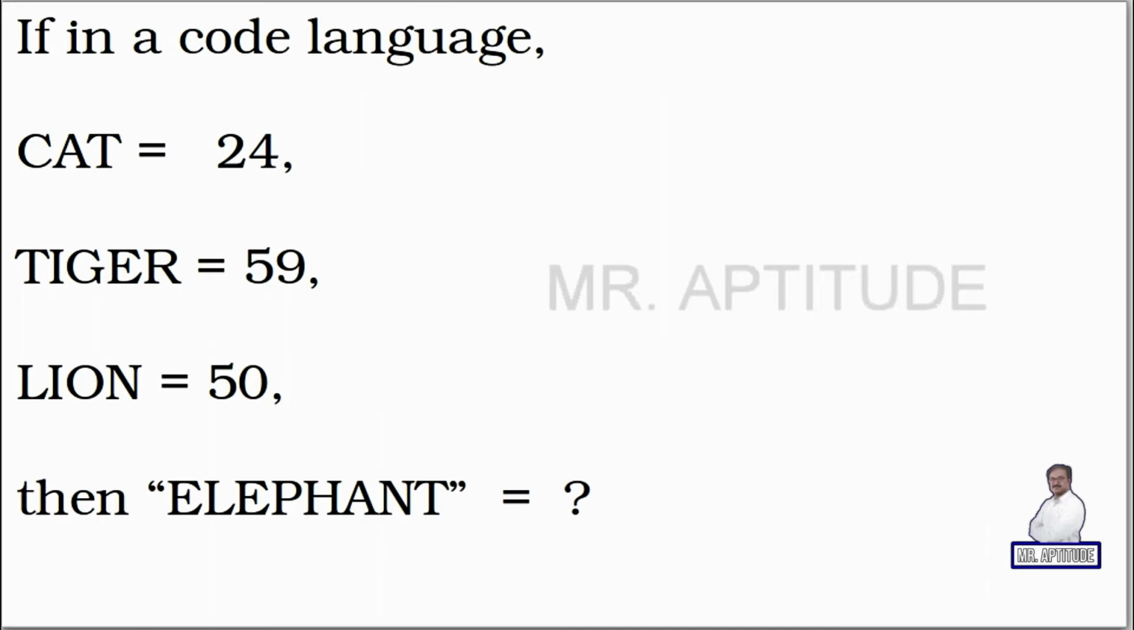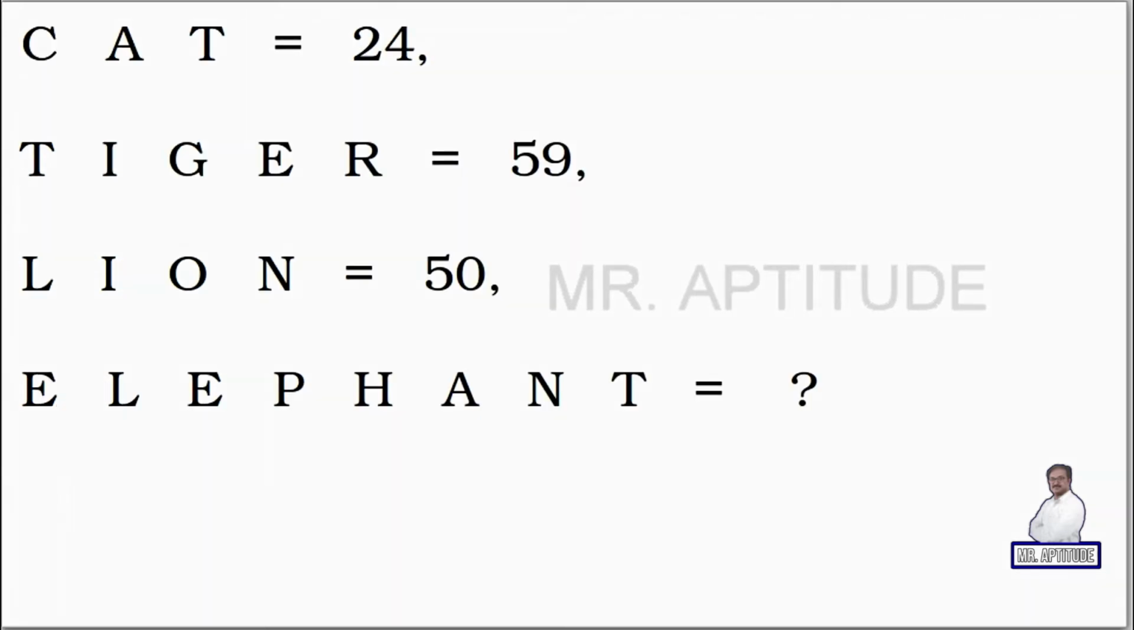Observe the given question carefully. Observe the given words and observe the given numbers. If in a code language, cat equal to 24, tiger equal to 59, lion equal to 50, then what will be the code for the given word elephant? Let us see now. In order to get your answer, you have to relate cat and 24.